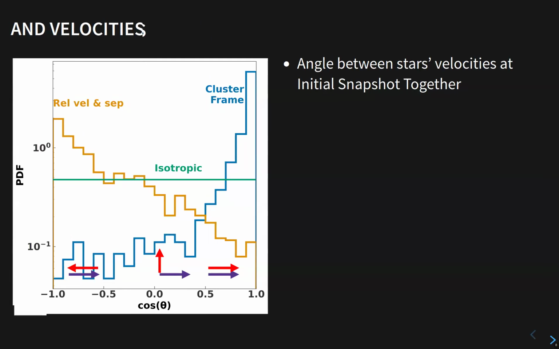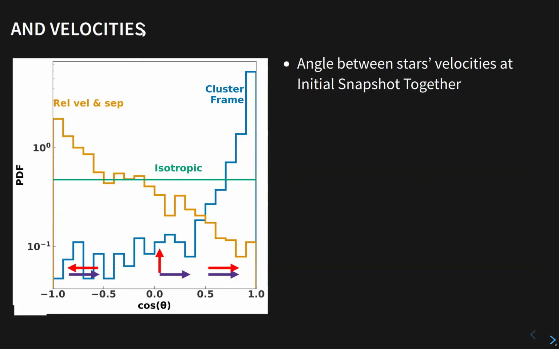Another clue comes from the velocity distributions. So that's illustrated here. These are distributions of angles between velocities. In particular, the blue distribution is the distribution of angles between the velocity vectors at the first snapshot the two stars exist, so the initial snapshot together. And you could see you have this highly skewed distribution towards the right-hand side, right? And it's far from isotropic. So the velocities are highly correlated for the binary stars initially. And this is also hinting that binaries are forming in a correlated way.